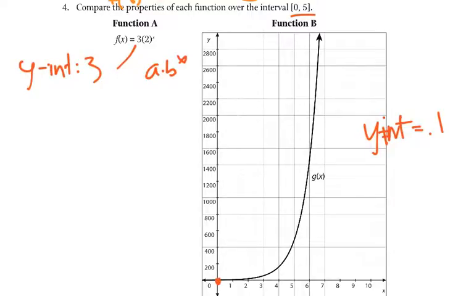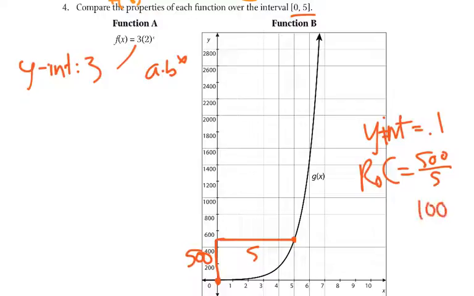So 0 to 5, 5 would be right about there. Okay, so we go up about 500 and over 5. So for the rate of change, it would be 500 over 5, or 100.